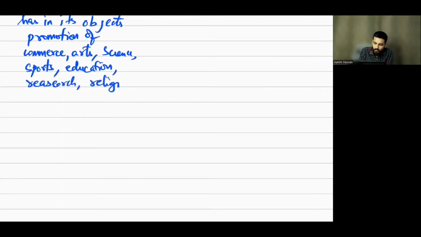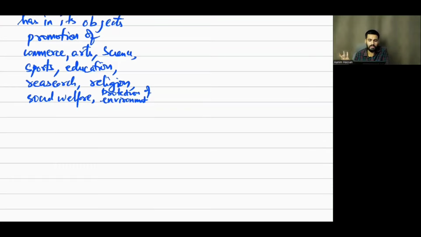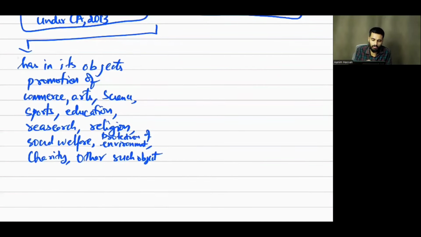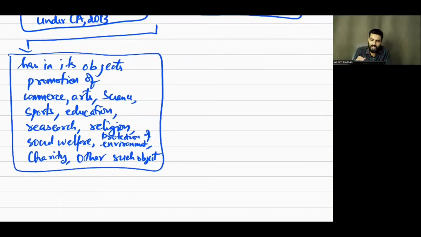Research and religion. A lot of scientists are researching whether there is God, religion. There is social welfare. Then there is protection of the environment, such as protecting some historical places, or protecting the environment from global warming. Then charity, and any other such objects. These are the objects the company is promoting. Yes, a Section 8 company is trying to promote these.